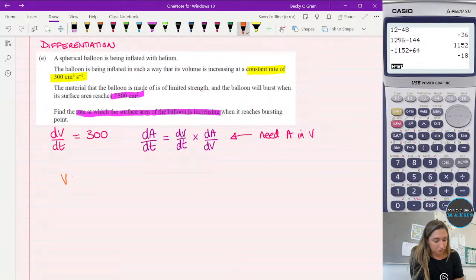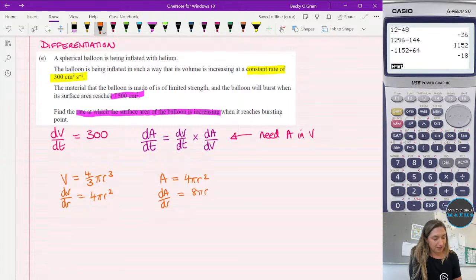The volume formula for a sphere is on your formula sheet, and that is 4/3 pi r cubed. The surface area for a sphere is 4 pi r squared. Now, if I was to differentiate each of those, we're differentiating with respect to r because that's the variable that we've got in there, the radius. So differentiating the V term, we will have 4 pi r squared, and differentiating the A term, we have 8 pi r.